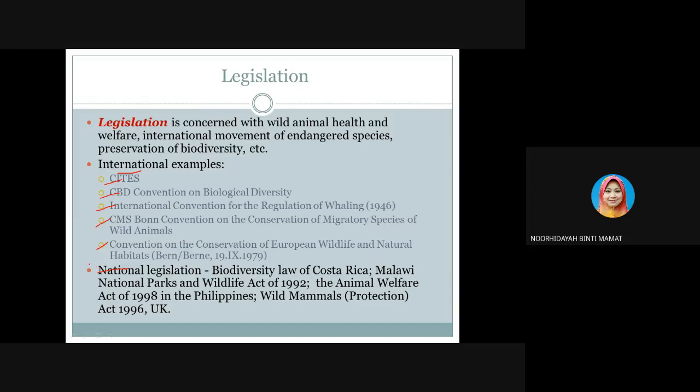For example, in national legislation, we have the Biodiversity Law of Costa Rica, the Malawi National Parks and Wildlife Act, the Animal Welfare Act, the AWA, and also the Wild Mammals Protection Act. However, even though we have laws and legislation regarding animals, enforcement of the law is one of the major problems with respect to wildlife legislation.